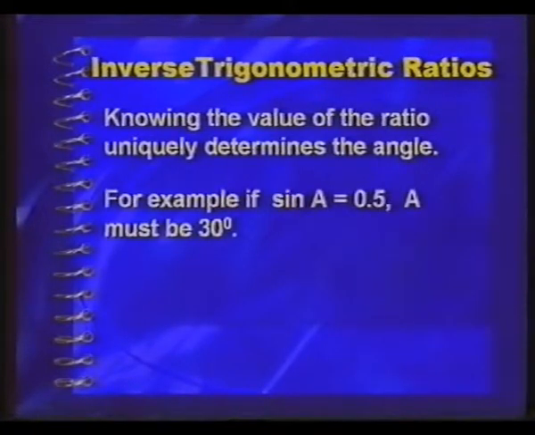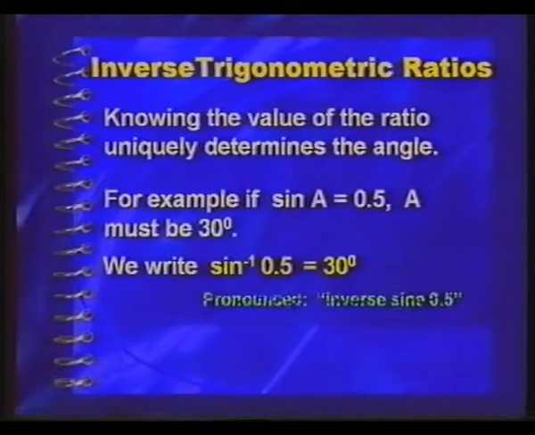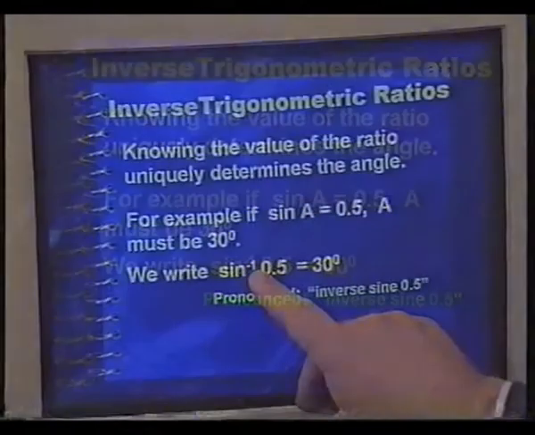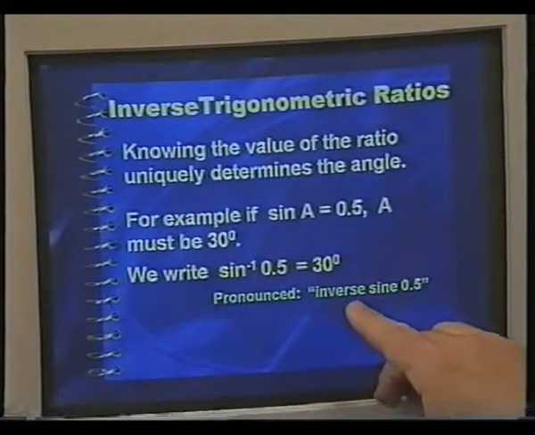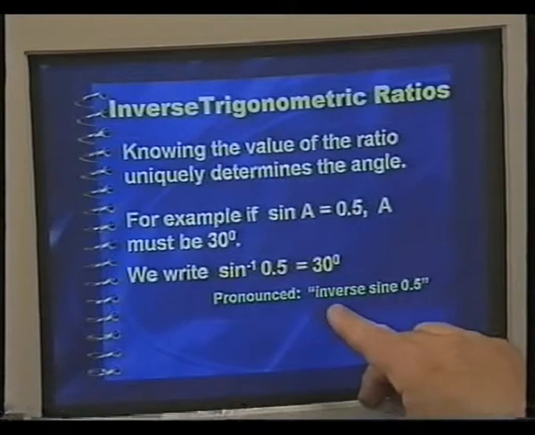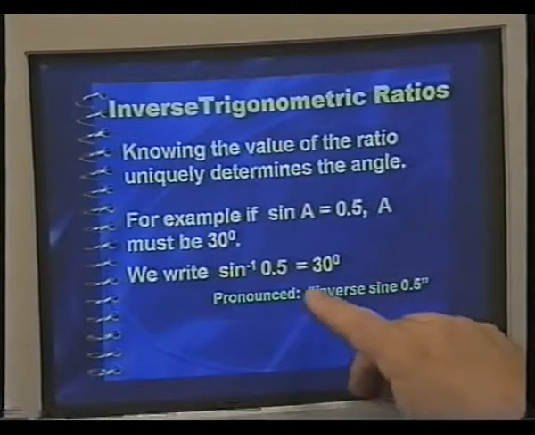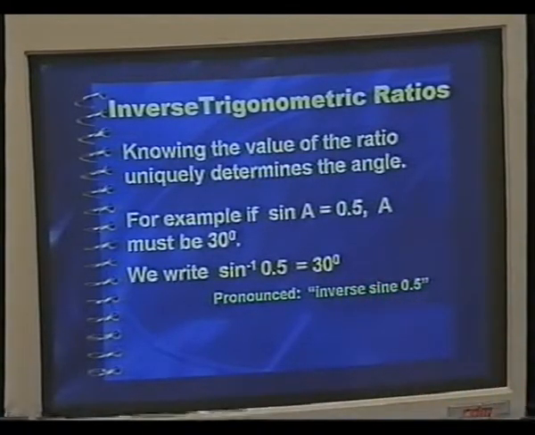Let's take an example with the sine of A being equal to 0.5. Then we know that angle A must be 30 degrees. Now, how is that written? It's written with this inverse notation. There's a little -1 there as a power, and we actually pronounce it as inverse sine. So we would say in this case inverse sine of 0.5 equals 30 degrees.